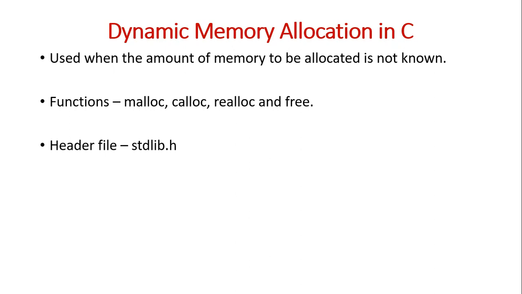Dynamic memory allocation means allocating memory at runtime. If the memory allocation happens during execution time, then that is called dynamic memory allocation. If the memory allocation happens during compile time, then that is called normal memory allocation or static memory allocation.